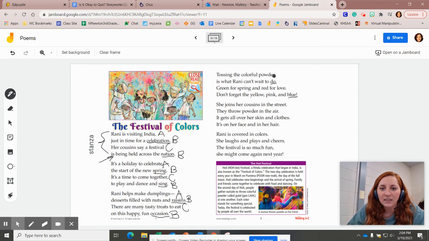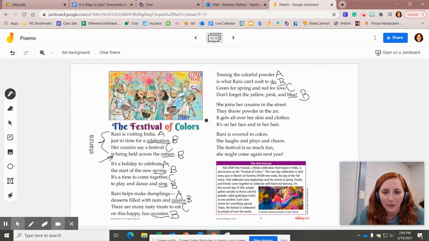So now tossing the colorful powder is labeled A because it starts over. We start back at the very beginning of the alphabet with every stanza. Is what Rainy can't wait to do. This doesn't rhyme with the first one, so we got to label it a different letter. Green for spring and red for love. Okay, that doesn't rhyme with anything, so it needs to be C. Don't forget the yellow, pink, and blue. Blue rhymes with do, so it's going to be B.